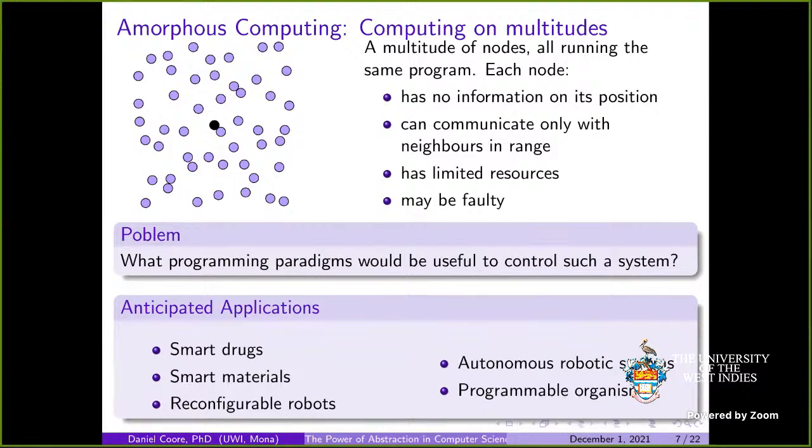Reconfigurable robots are things that have actually been done since our research took place. Autonomous robotic swarms, again, those are things that have actually been done, although many of the ones that you would see, for example, when you see swarms of drones performing neat acrobatics, they don't necessarily all conform to all the assumptions here.